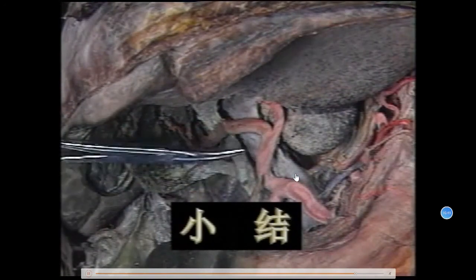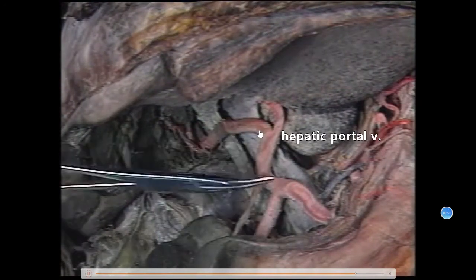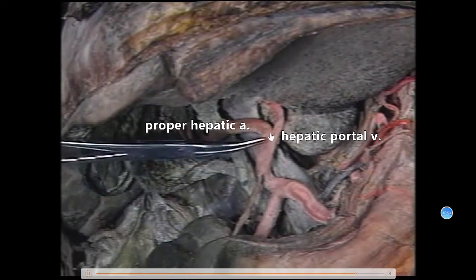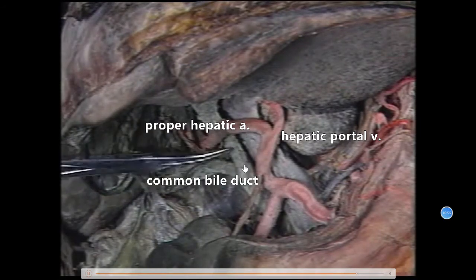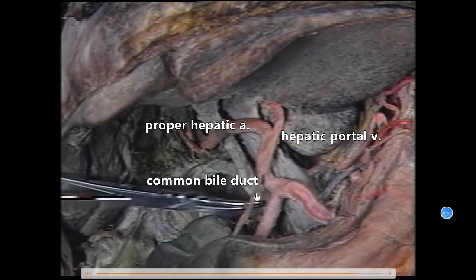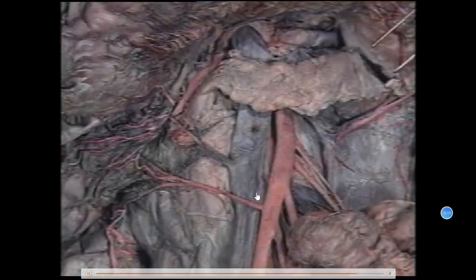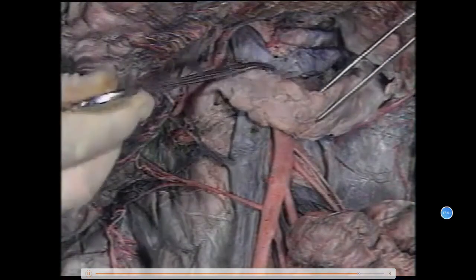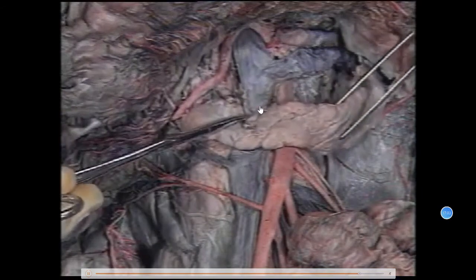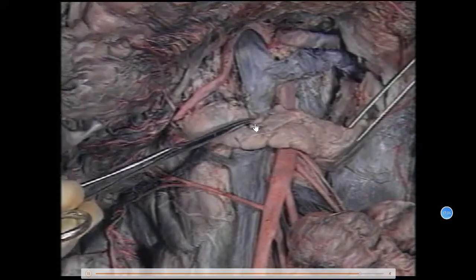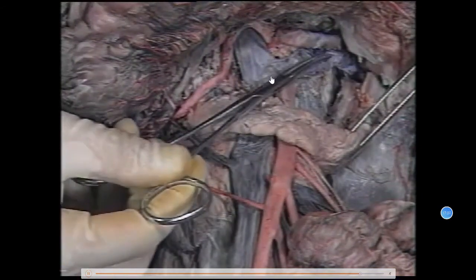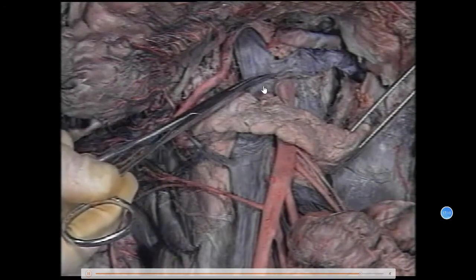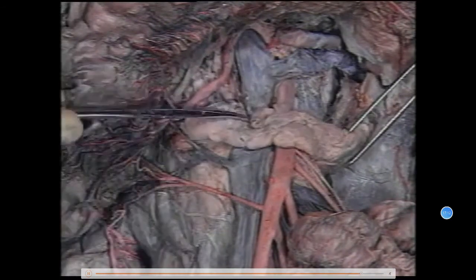Summary: the hepatic portal vein is in the hepatoduodenal ligament. It is behind the proper hepatic artery and common bile duct. It is formed behind the neck of the pancreas by the splenic vein and superior mesenteric vein.